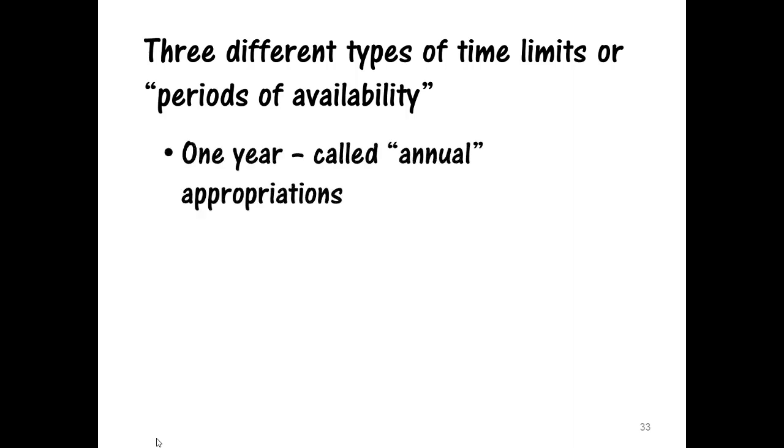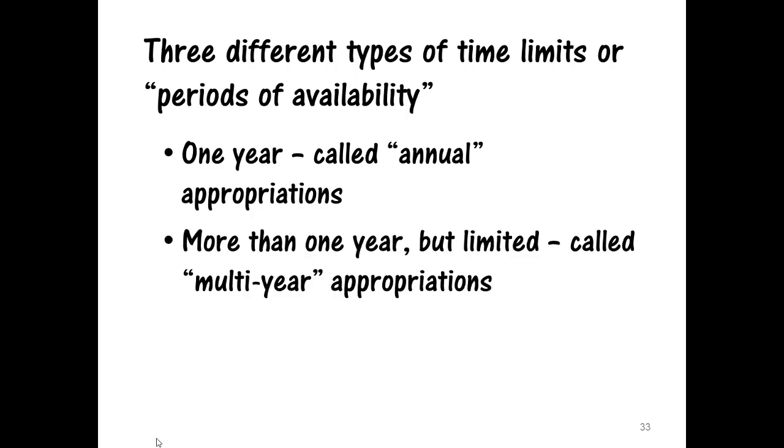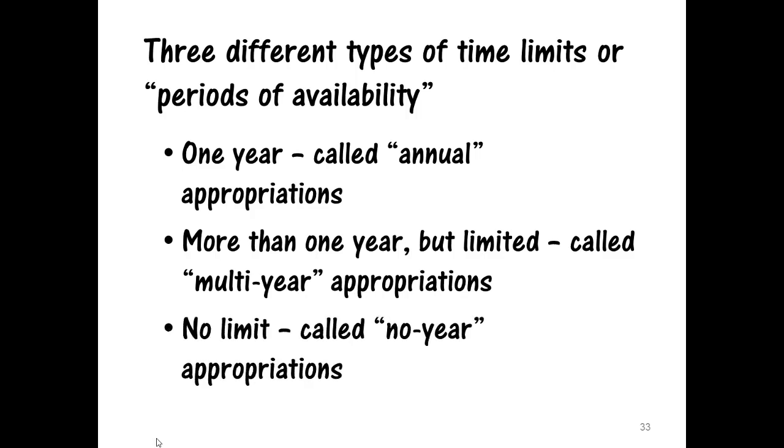There are 3 different types of time limits or periods of availability that Congress may establish. 1 year, called annual appropriations. More than 1 year, but still limited, called multi-year appropriations. Or no limit at all, called no-year appropriations. 1 year limits are the most typical.